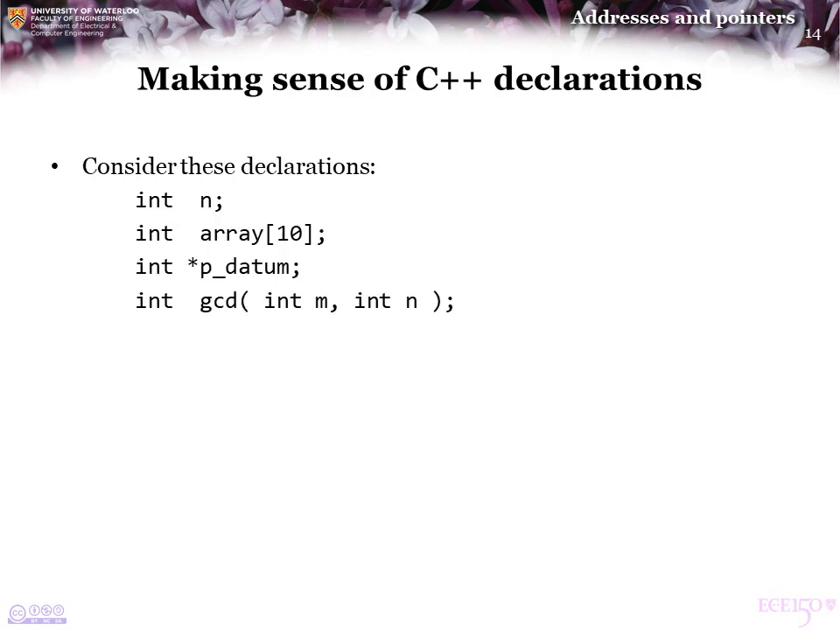Now, we have a plethora of different types of declarations, and the question is, can we make sense of these declarations? Is there something in common? After all, in each of these four cases, what we are doing is telling the compiler that this identifier, or these identifiers, mean something. In the first case, it's a local variable n. In the second, it's a local array. In the third, it is a local variable that is storing a pointer to an integer. And the last one is the declaration of a function.